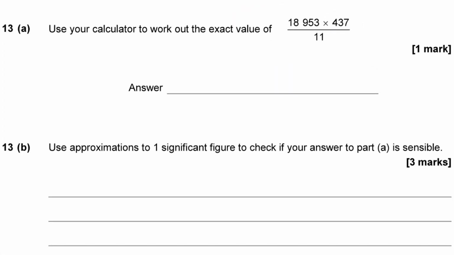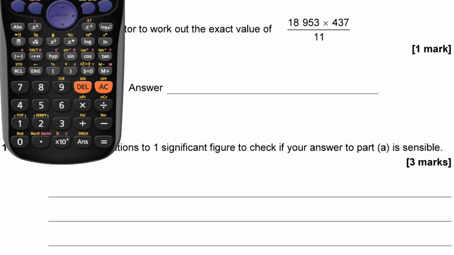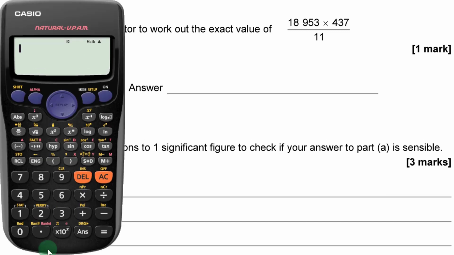13a, some more calculator work. Use your calculator to work out the exact value of 18,953 times 437 divided by 11. Now this is written as a quotient. You could just use the fraction key to write it down exactly as it appears on the screen. I think that's what I'll do here. So hit the fraction button first, and that gives you a space to write in your 18,953 times 437. Then press the down button and then type in the 11. Okay, done. So let's press equals and we get what?